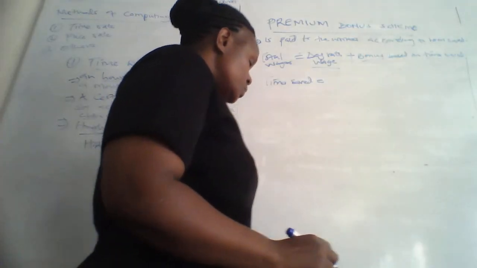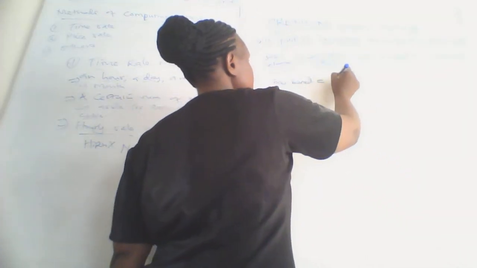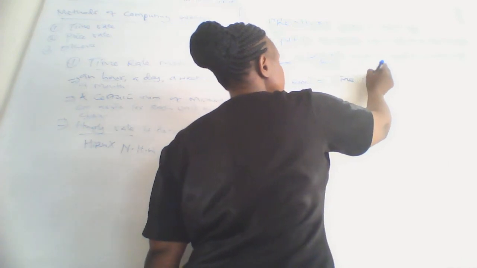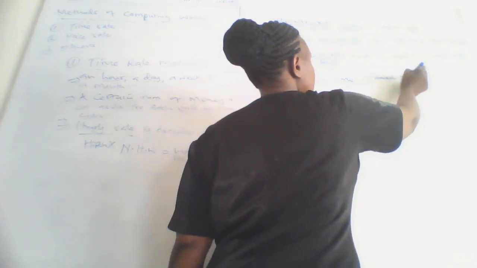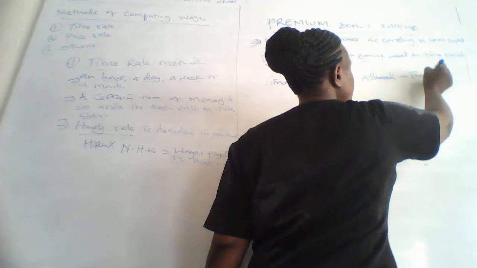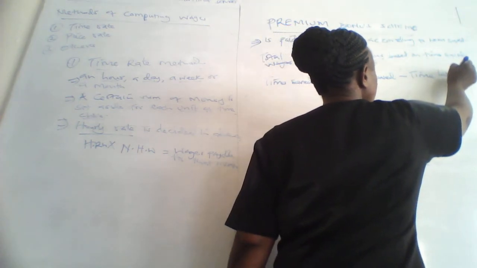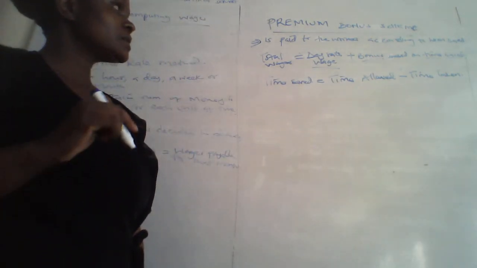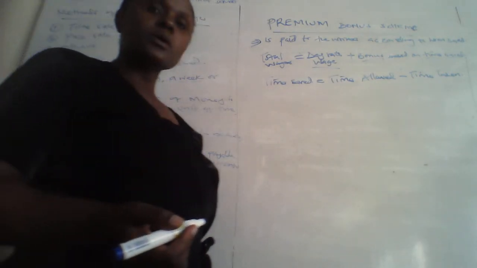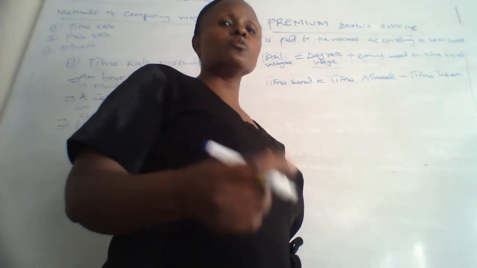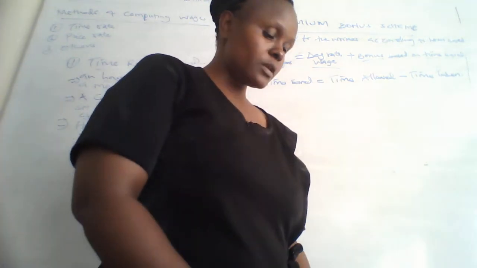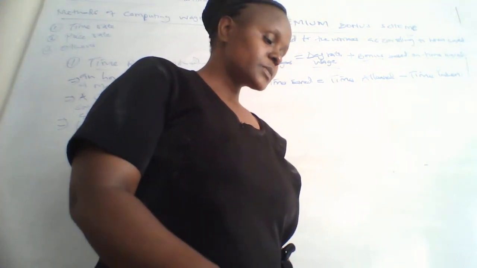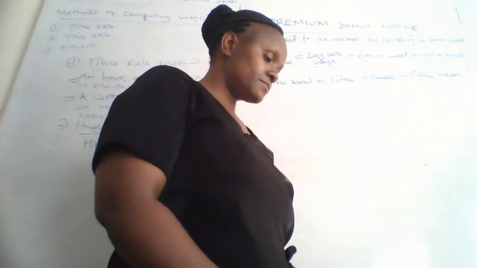Time saved equals time allowed minus time taken. So the time which you are given by your employer to do the job, you subtract the time in which you actually did the job. That's how you get the time saved.